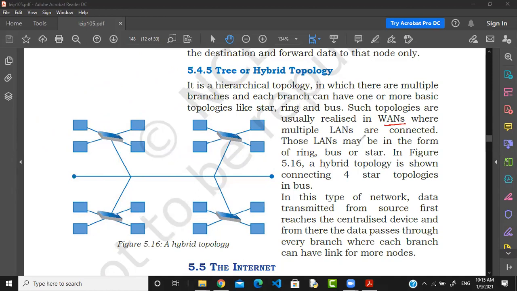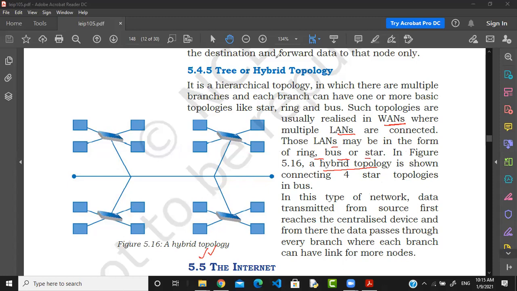Normally it happens with the WAN, where multiple LANs are connected. The LAN may be formed either in ring, bus or star, but all other computers are also connected. So this is an example of the hybrid topology also. In this type of network, data transmitted from the source first reaches the centralized device, and from there the data passes to every branch, where each branch can have links for more nodes.